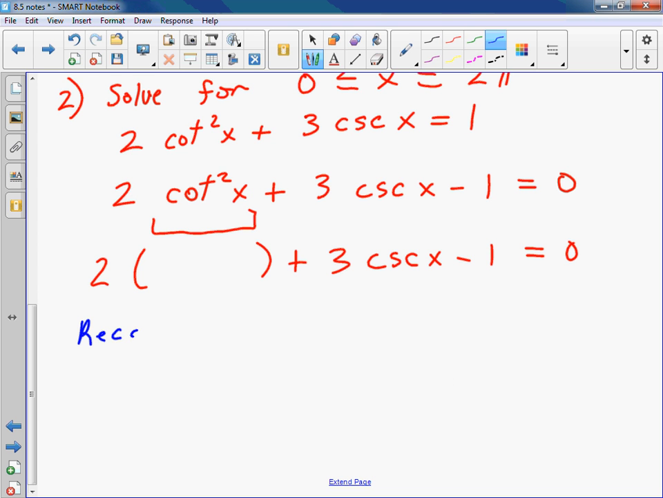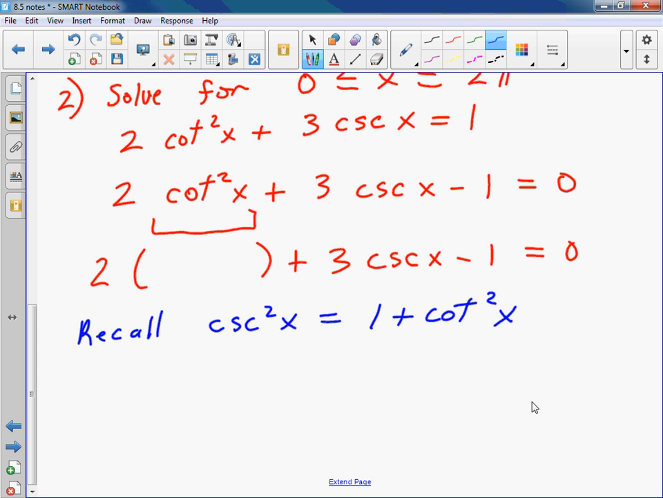Recall, where did you start? You said that cosecant squared x equals, what was it? What is it on your sheet? 1 plus cotangent squared x. Okay. So cosecant squared x equals 1 plus cotangent squared x. But that won't work, will it? Because we just have cotangent squared x alone.